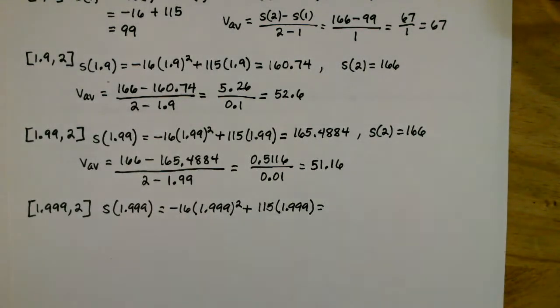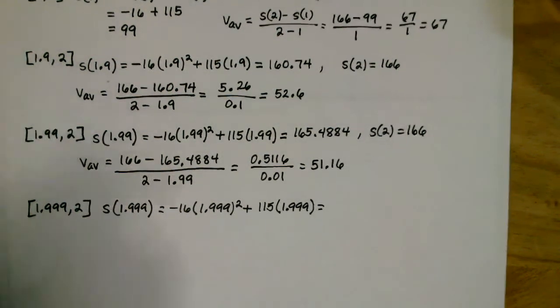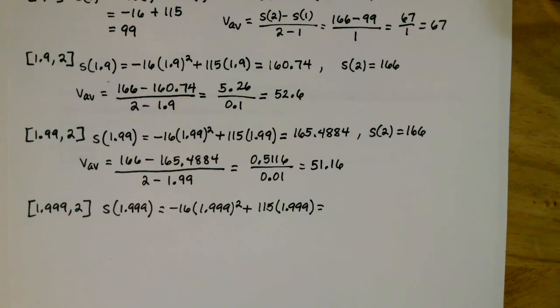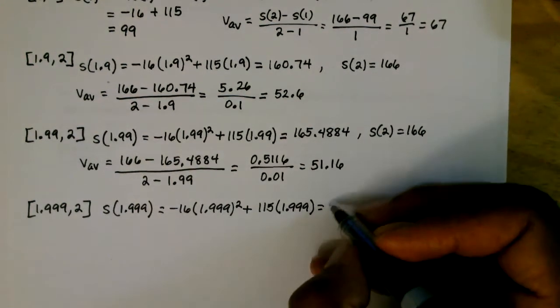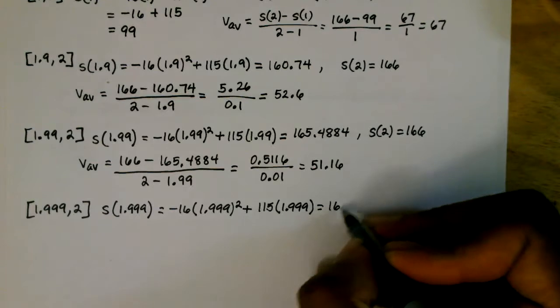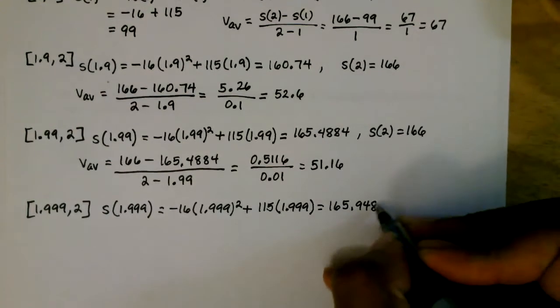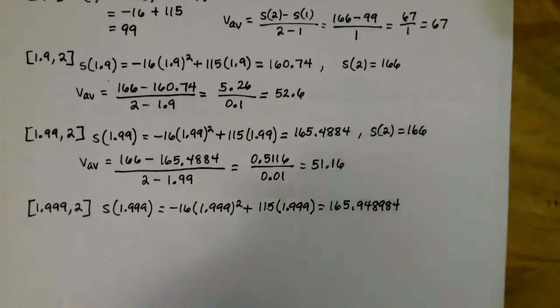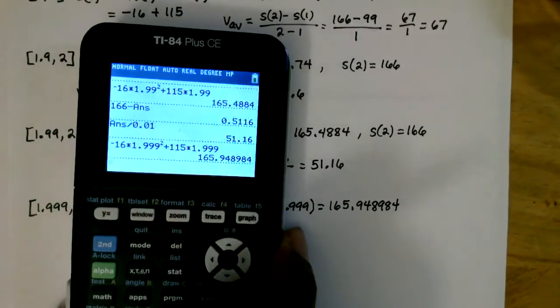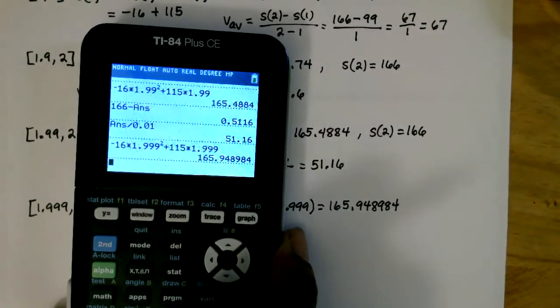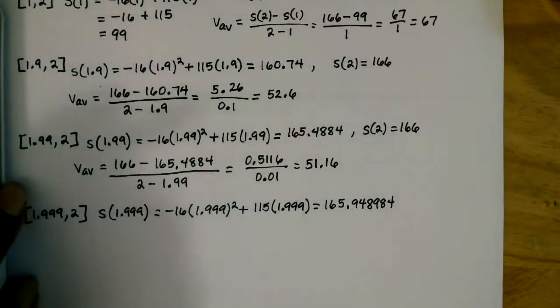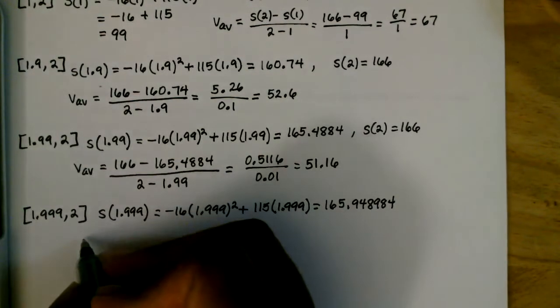this will be 165.948984, is what I'm getting. Okay. Negative 16 times 1.999, and we square it, plus 115 times 1.999. All right, and then we find the average velocity for that.